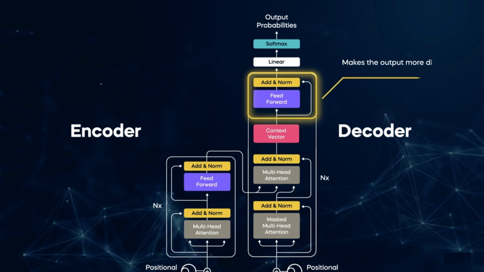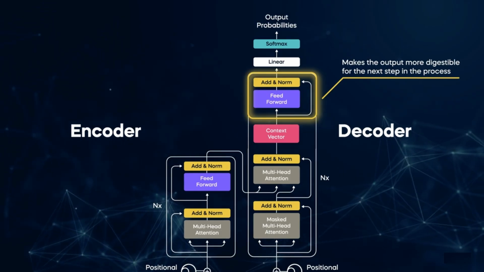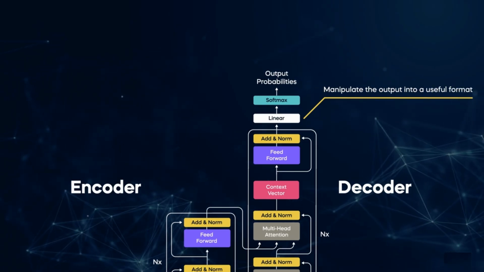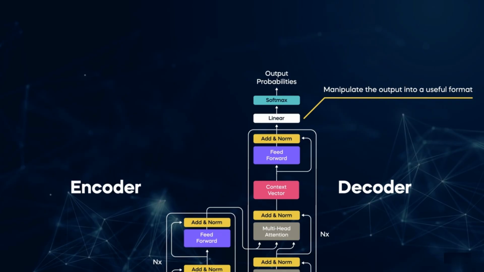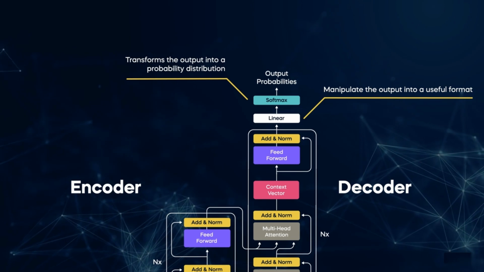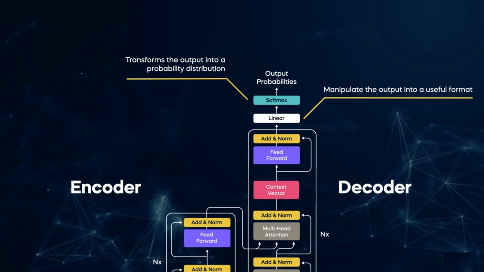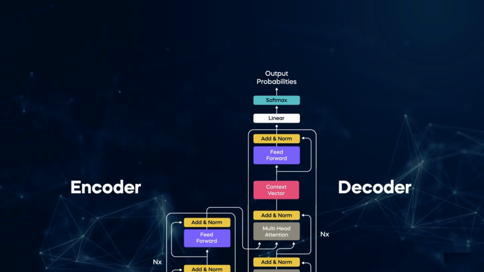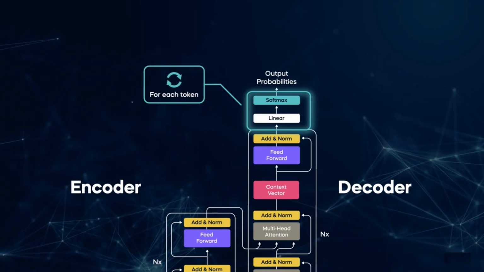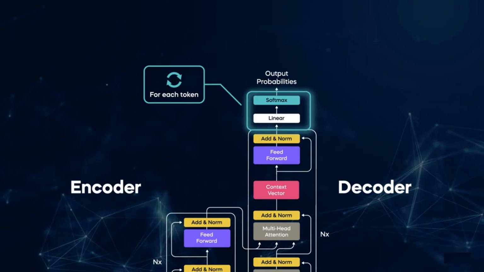The feed-forward layer again just makes the output more digestible for the next step in the process. The linear layer is another feed-forward neural network used again to manipulate the output into a useful format. And the softmax layer transforms the output into a probability distribution. This probability distribution is then used to predict the next word in the output sequence. The whole process of this decoder block is repeated for each token in the output sequence, with the previously generated tokens being included as input for each subsequent step.